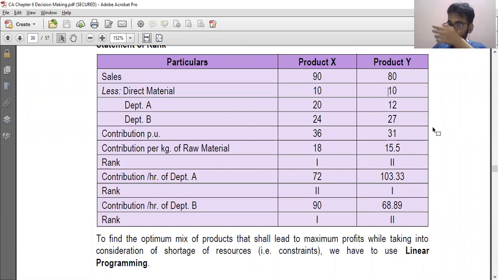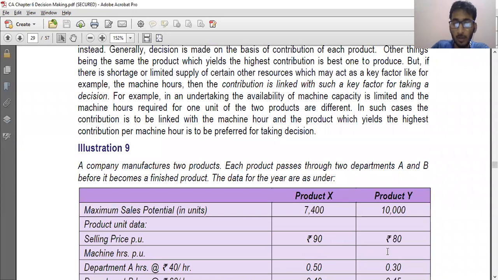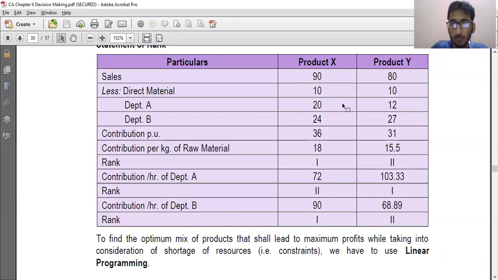For department A, it would be 0.5 multiplied by 40 and 0.3 multiplied by 40. So 20 and 12 would be there. For department B, in the same way, 24 and 27 is there. Okay, so we have done this. Now we'll see the contribution. The contribution given to us is 36 and 31.